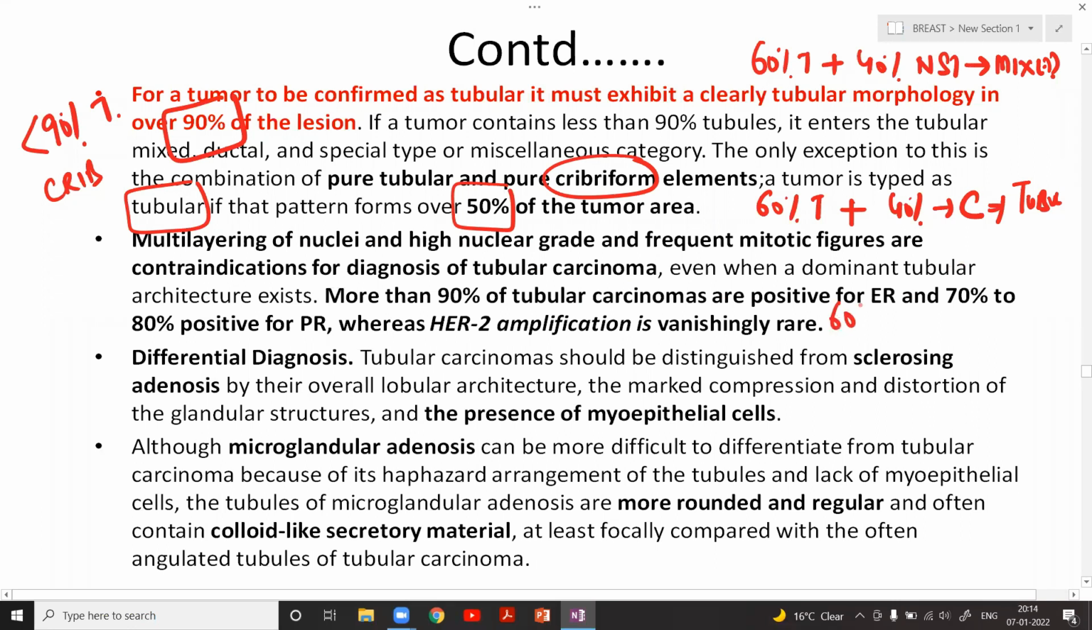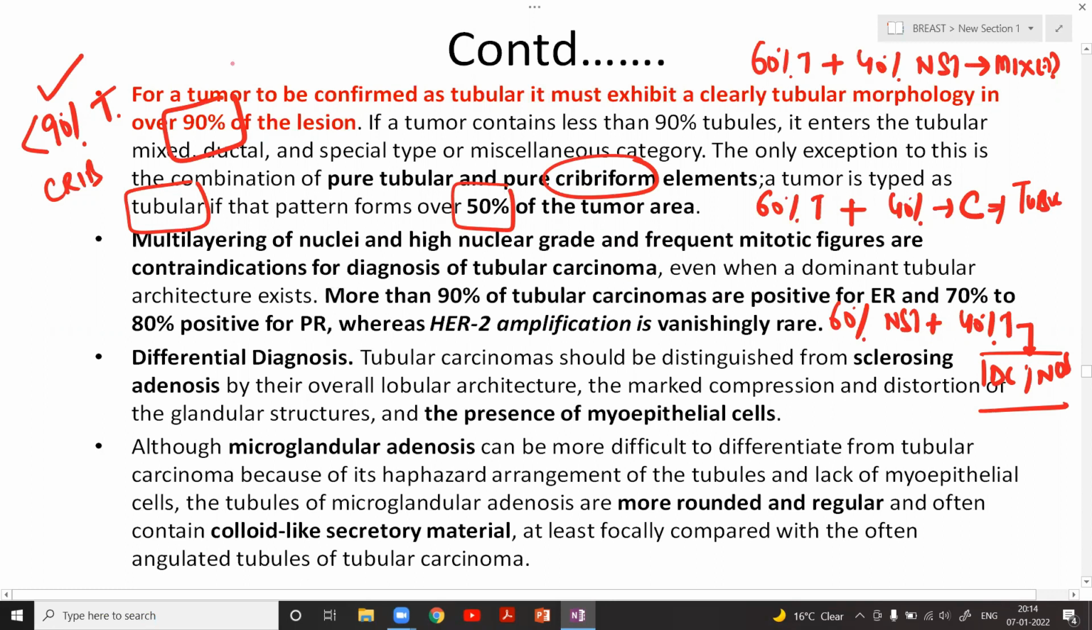If, for example, 60% of the tumor is no special type, plus 40% is only tubular, then it will be called IDC-NOS, that is NST. As I told you, if more than 50% is no special type, we label it as NST only, no special type. So for a tumor to be labeled as completely a special type, usually more than 90% is required for tubular carcinoma.